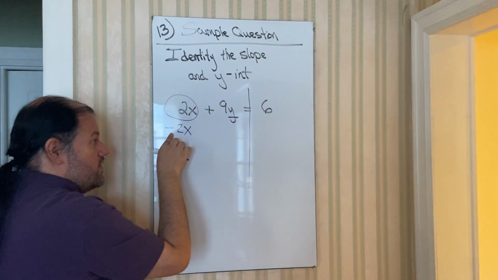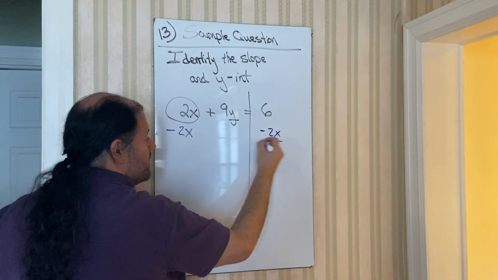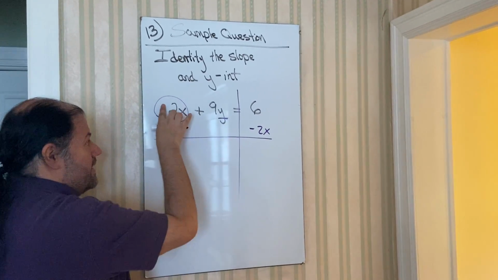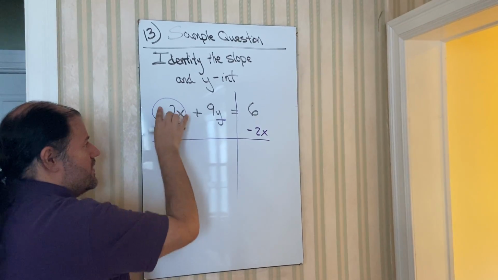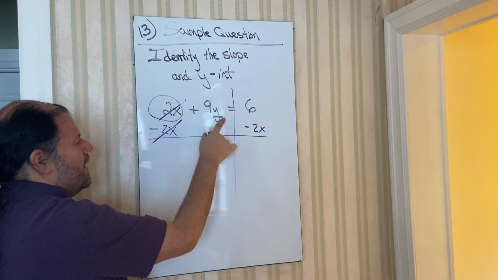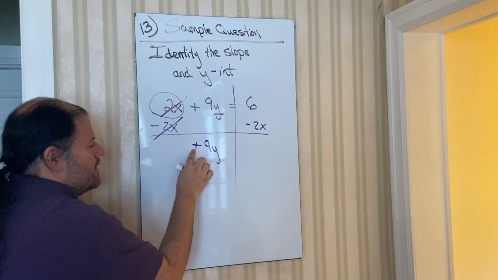If we do a negative 2x here, we're going to have to balance the moving step by doing a negative 2x on the right-hand side. These are opposites. We purposely made them inverses of each other so they can cancel out. So I'm left with positive 9y. You don't have to put the plus sign, but if it was a subtraction sign, you have to bring it down.